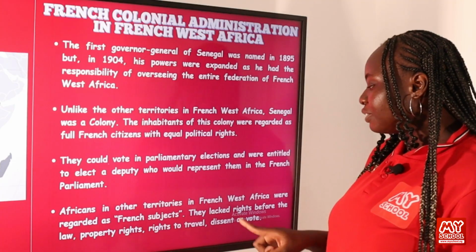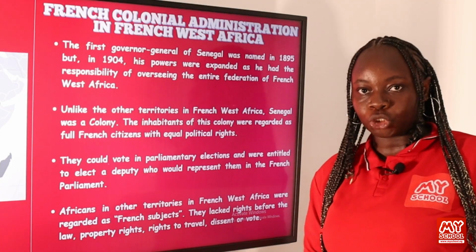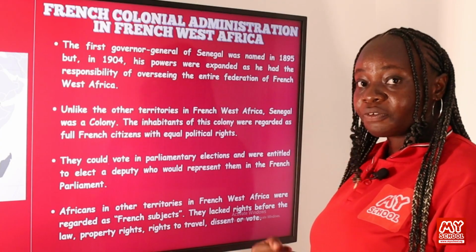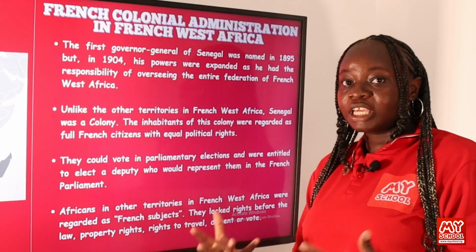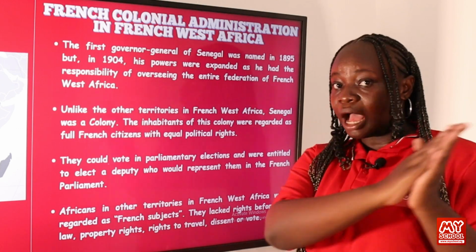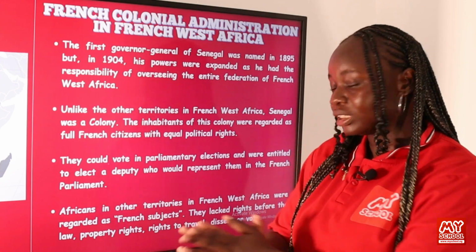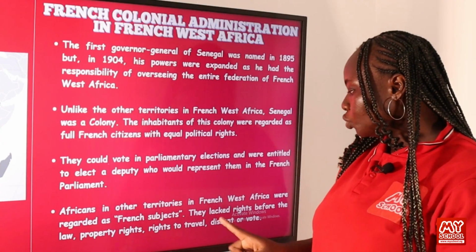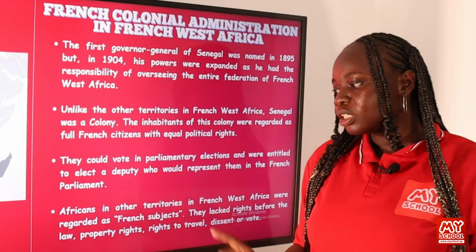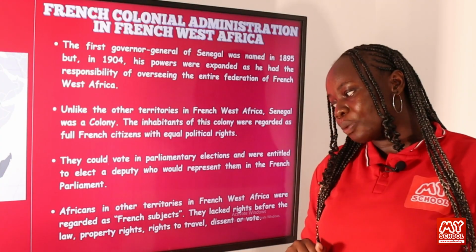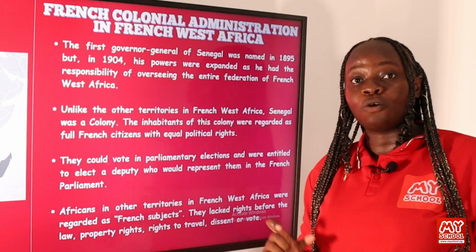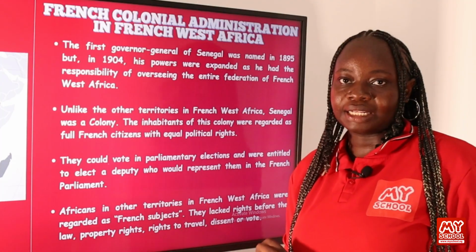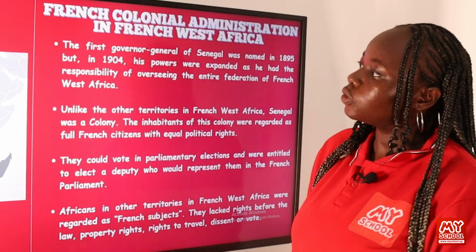Africans in other territories in French West Africa were regarded as French subjects, just like the protectorates in British West Africa were regarded as subjects. They were not given full citizenship as those in the Lagos colony. So it's the same thing for other territories in French West Africa. They lacked rights before the law. They lacked property rights. They lacked the right to travel, to dissent, or to vote. All of these rights belonged to those people who were living in Senegal at that time. Now let's move on to the next slide.